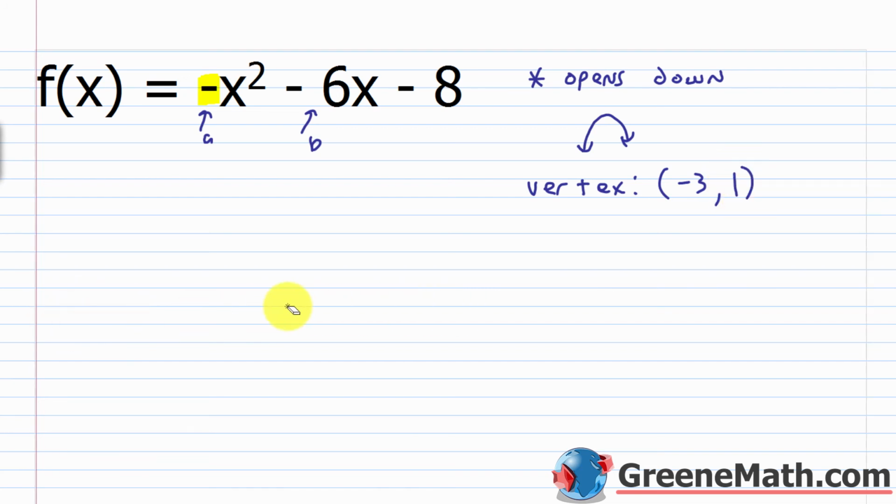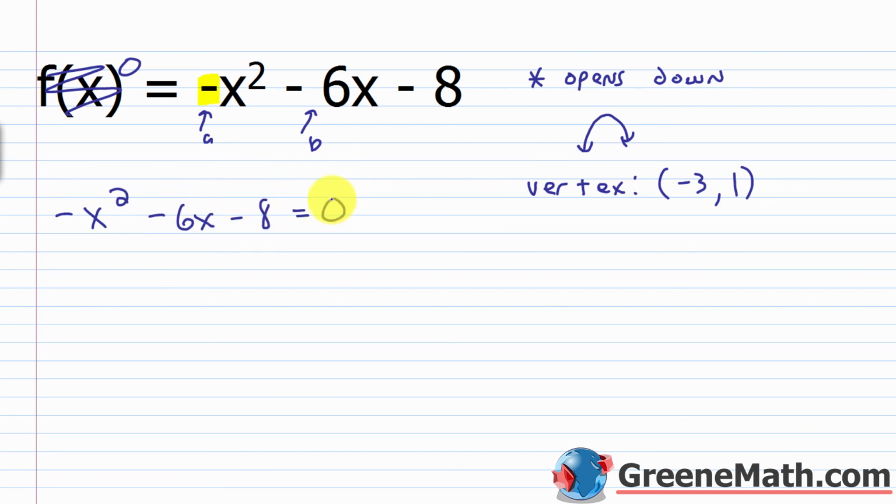Okay. So now we want to figure out what our x-intercepts are. So we would set this equal to 0. So we would say this is 0. And I would just solve negative x squared minus 6x minus 8 equals 0.